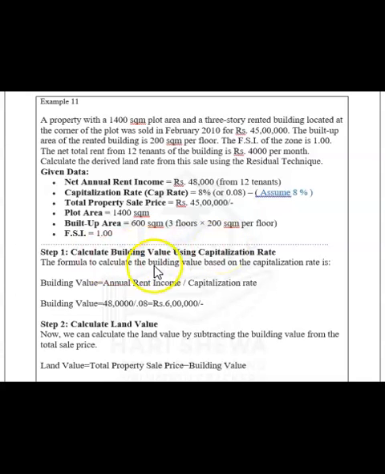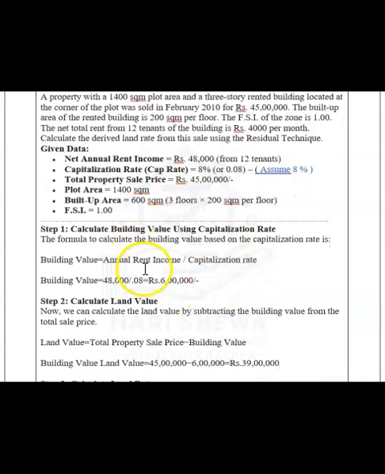So first you calculate the building value, the capitalized value. What is the building value? Annual rent income divided by the capitalization rate. Here, 48,000 divided by 0.08. Divide, it will come to 6 lakh rupees. Then the building value is only 6 lakh.